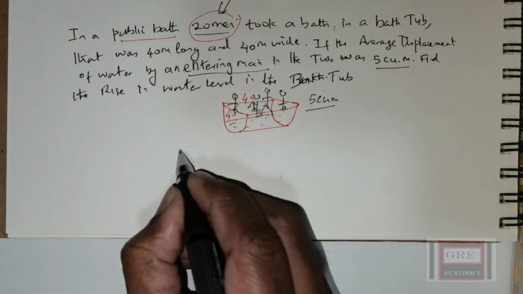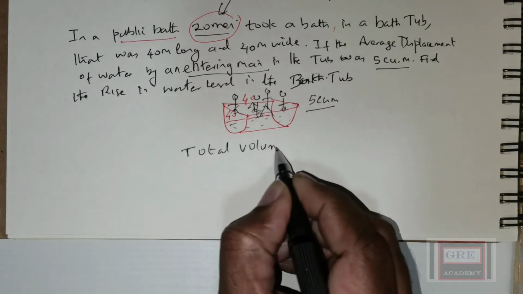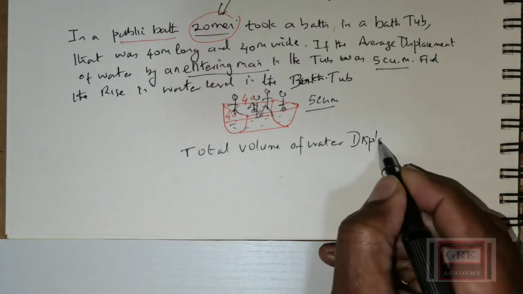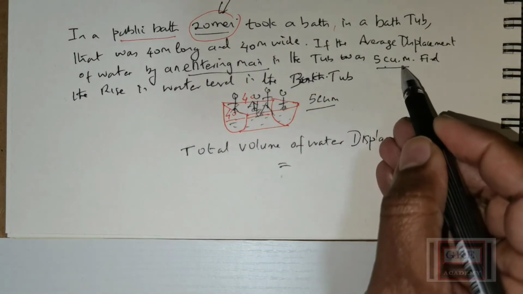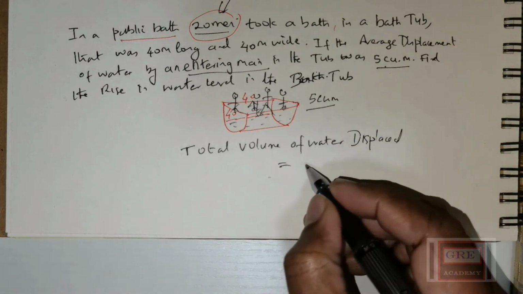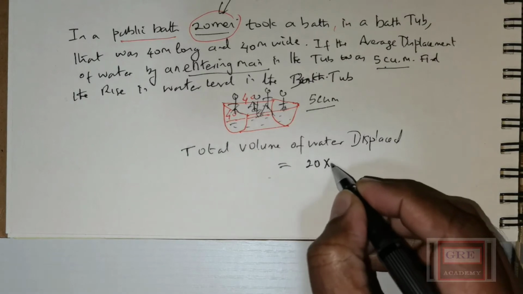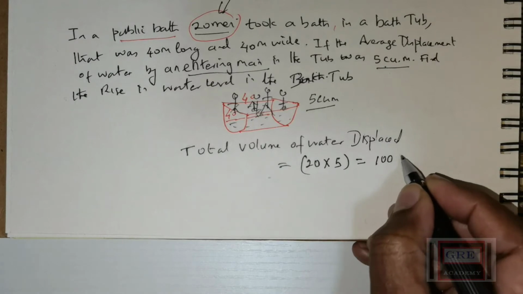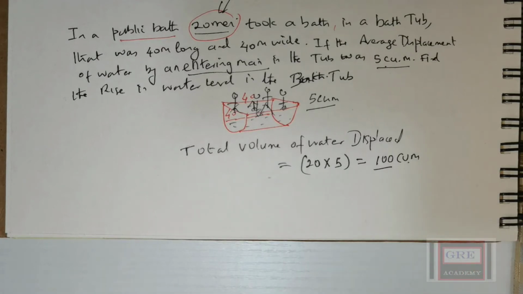So what would we do? We would first find the total volume of water displaced. Okay, so what is that going to be? 5 cubic meters for 1 man. So therefore for all the 20 men, it would be 20 multiplied with 5. So this is going to be equal to 100 cubic meters of water. So this is going to be the displacement of water, total volume of water that would be displaced.